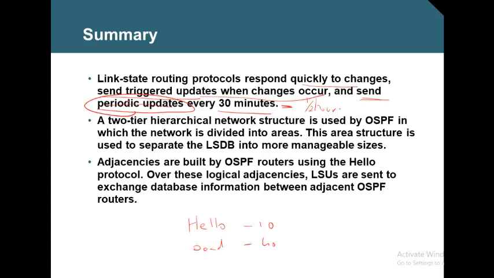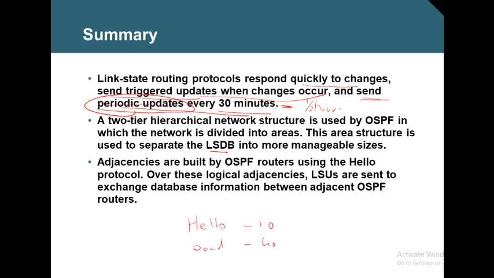Next. A two-tier hierarchical network structure is used by OSPF, in which the network is divided into areas. This area structure is used to separate the LSDB into more manageable size. If your database is too big, it is difficult to manage. That's why you have many areas. Within an area, you will have identical database. So when you have more areas, you will have more LSDBs, not just one. Now you have a manageable size DB because you got many areas. So the two-tier hierarchical network structure is good.